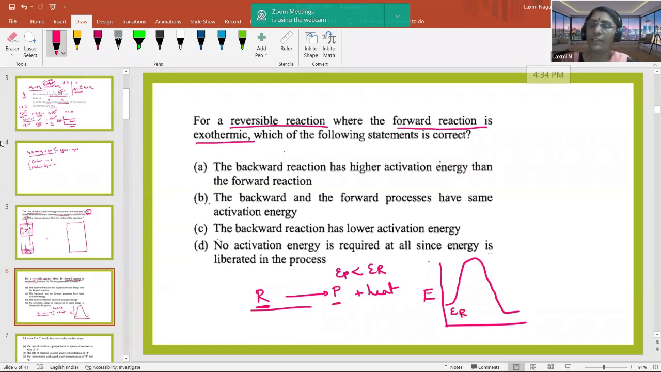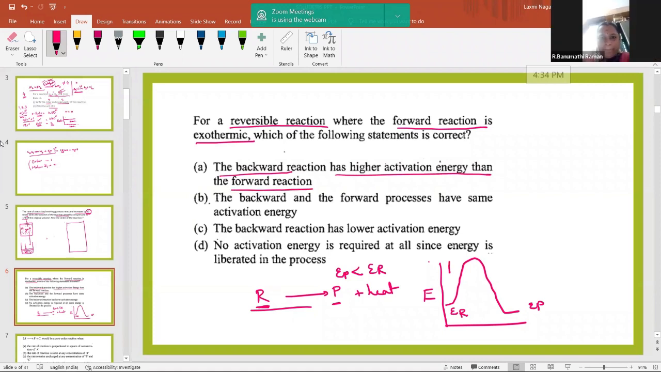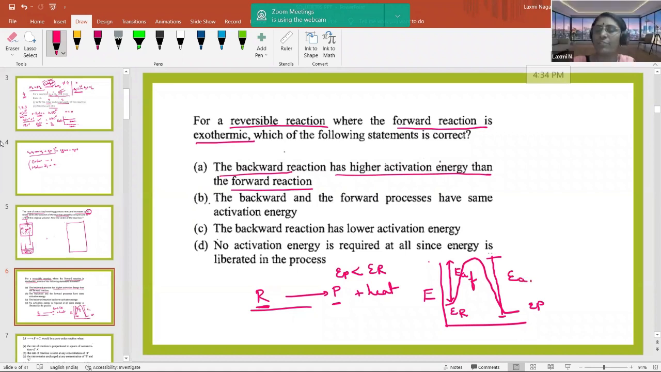Energy of the reactants, energy of the products. Now, if you read the statements, the backward reaction has higher activation energy than the forward. Is it true? Yes, ma'am. So this difference is the energy of activation for the forward direction, and this difference will be the energy of activation for the backward reaction. So the backward reaction is higher. So this is right.